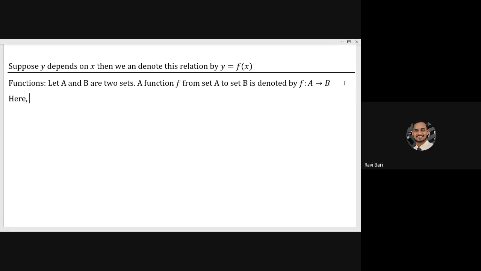Here A is called the domain and B is called the codomain. These are a few basic definitions which all of you must remember. Now I will give you some examples.